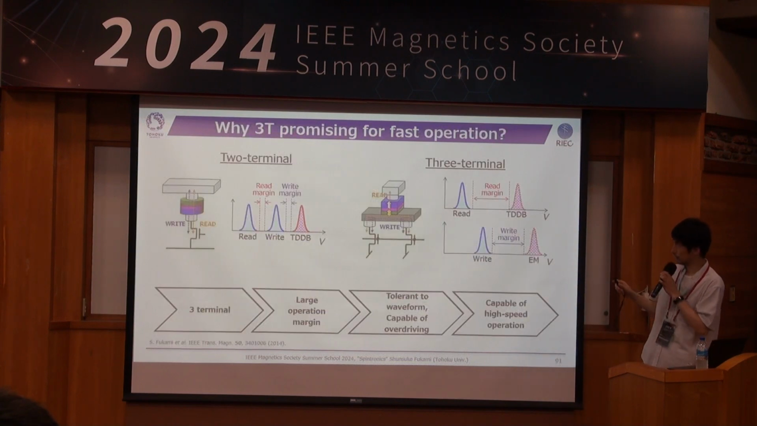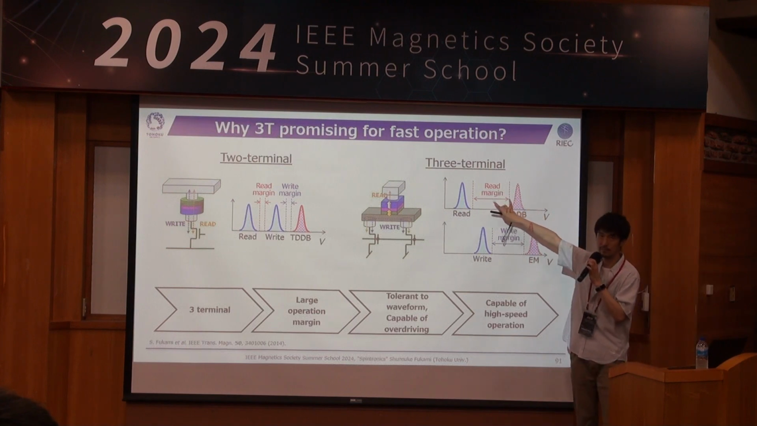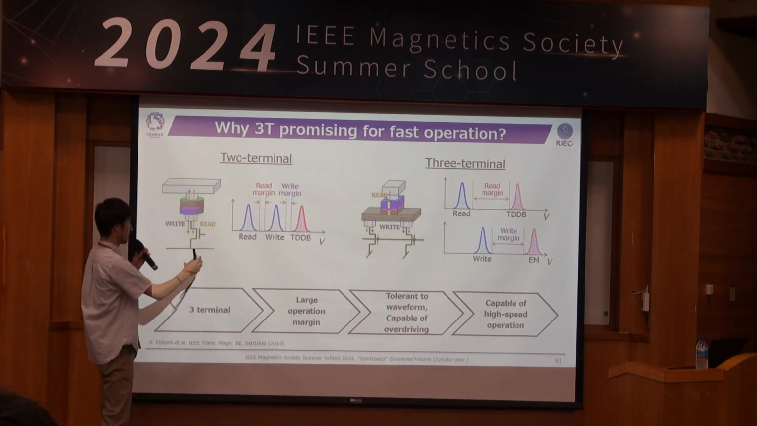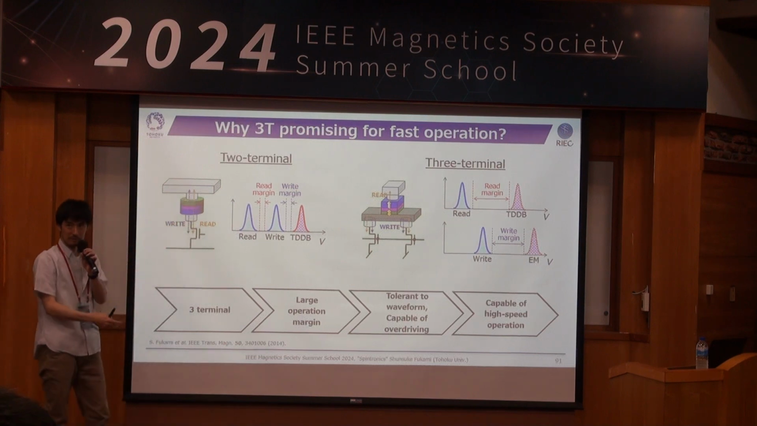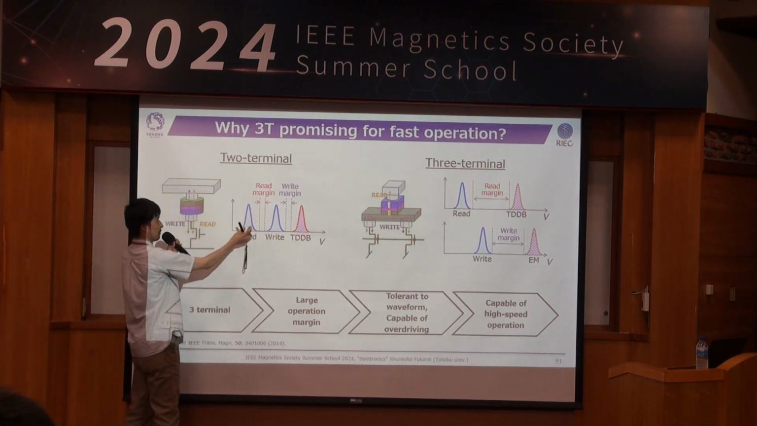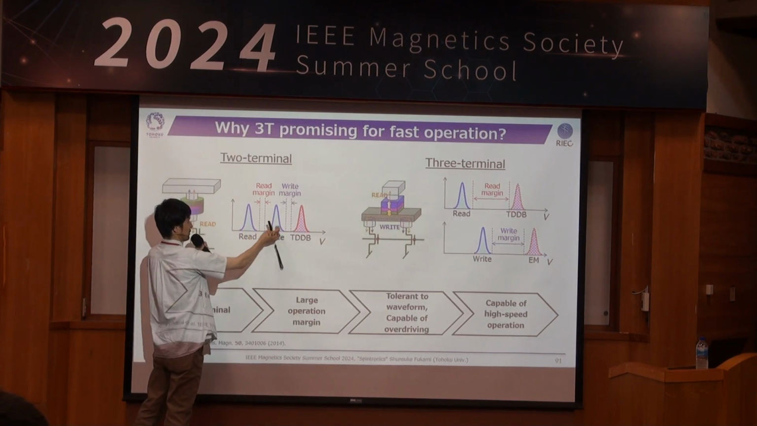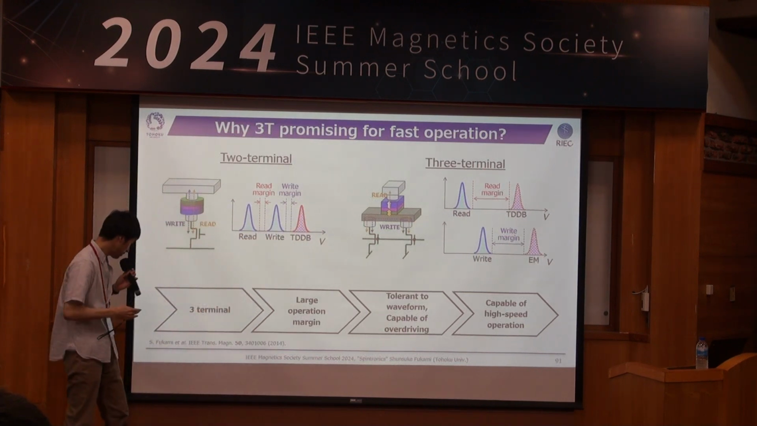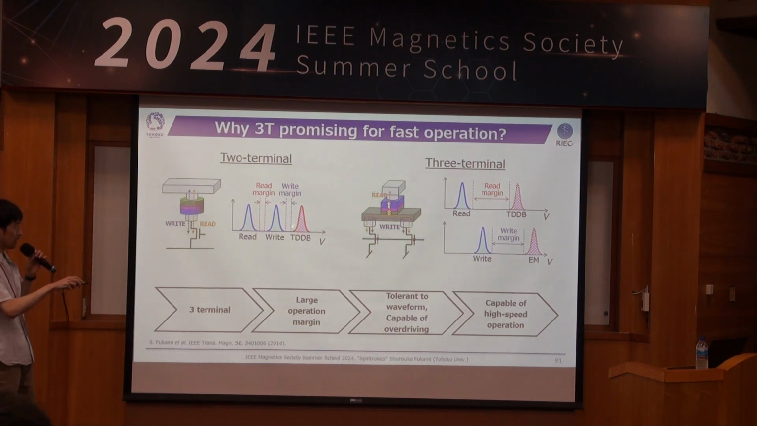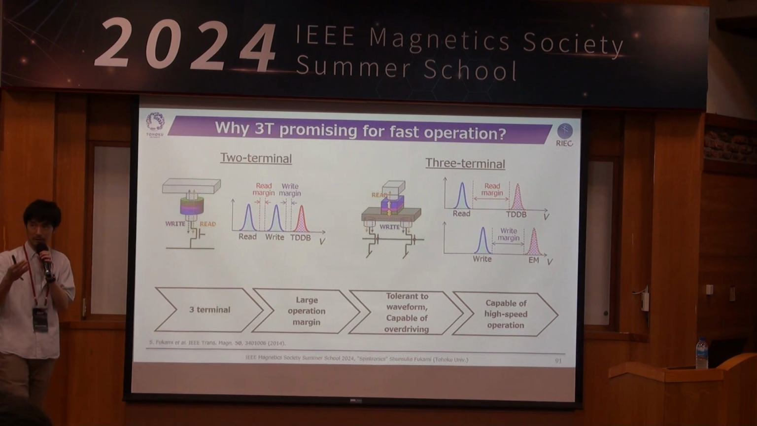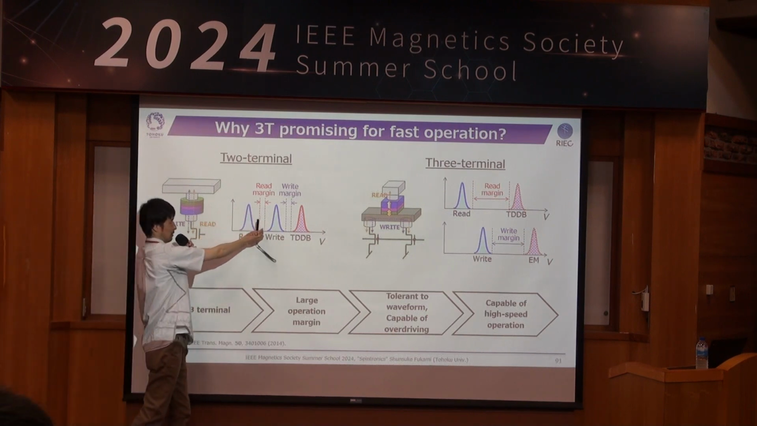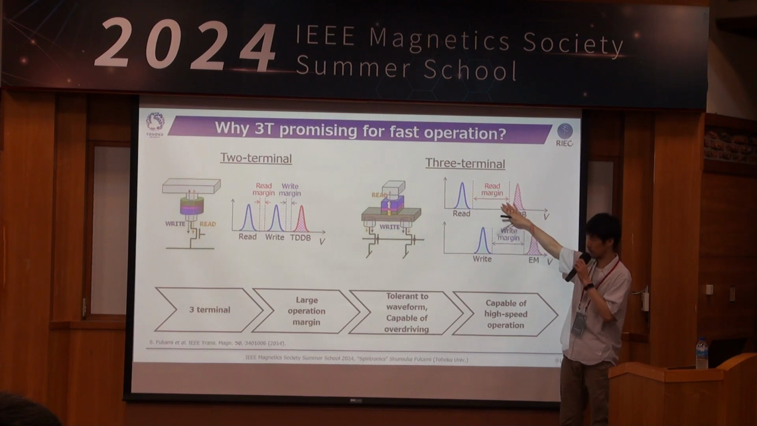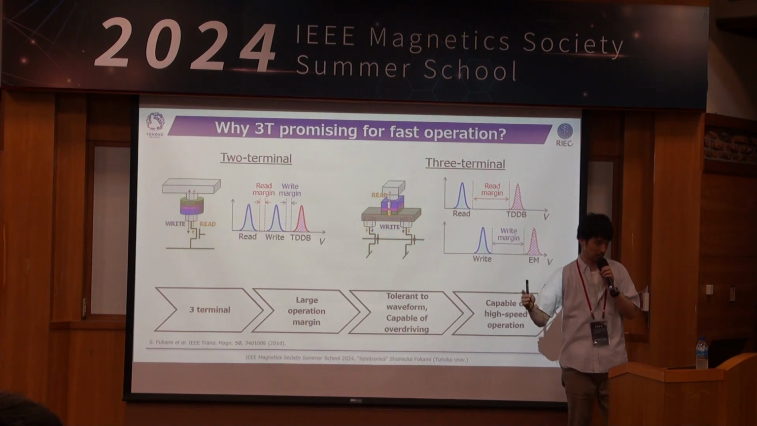The reason why the 3-terminal is promising is that it can have a larger operation margin than the 2-terminal version. For the 2-terminal version, the read and write current paths are the same. So the operation margin for read and write operations is limited in this window. This is the case for the time-dependent dielectric breakdown. If you apply a large voltage, then your tunneling barrier is broken. So the operation margin is limited in this window, but it is not the case for the 3-terminal structures, and you can obtain a larger operation margin. And this is indeed favorable for higher speed operations.